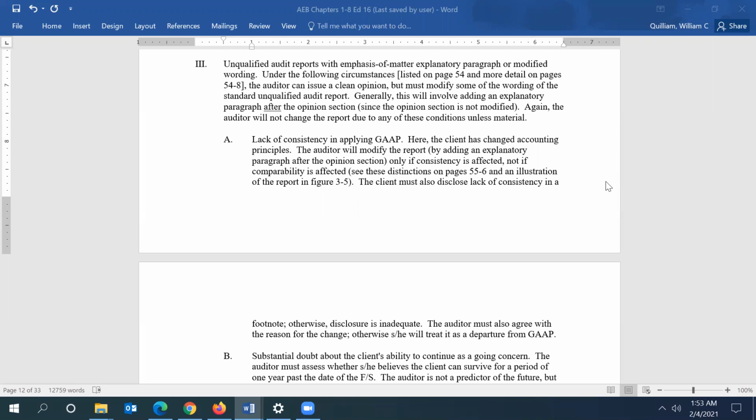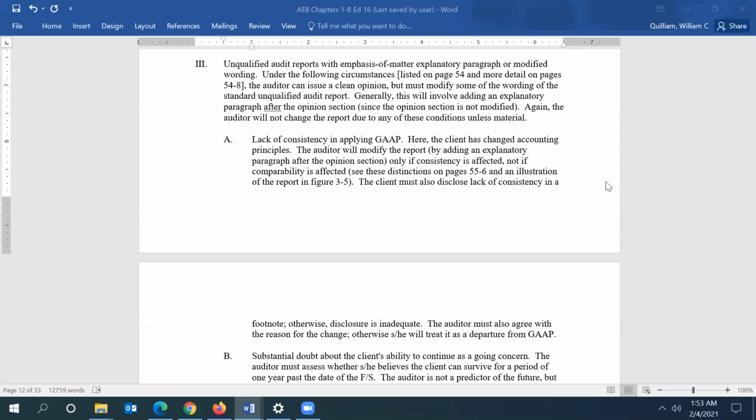So we see that the auditor is going to modify the report by adding an explanatory paragraph after the opinion paragraph, only if consistency is affected. That would be an actual change of accounting principle. Not if comparability is affected. And I will show you those distinctions on pages 55 and 56, and I will show you an illustration of the report in our textbook.